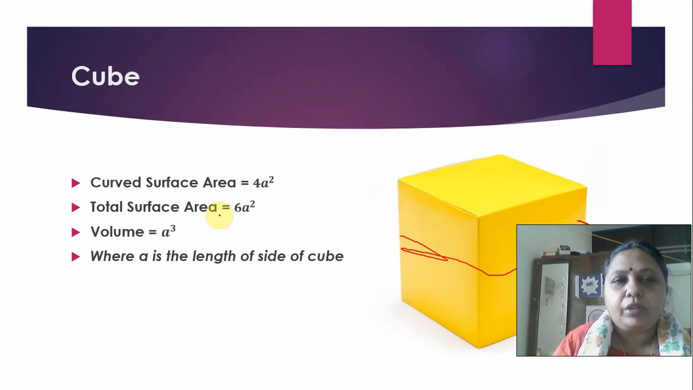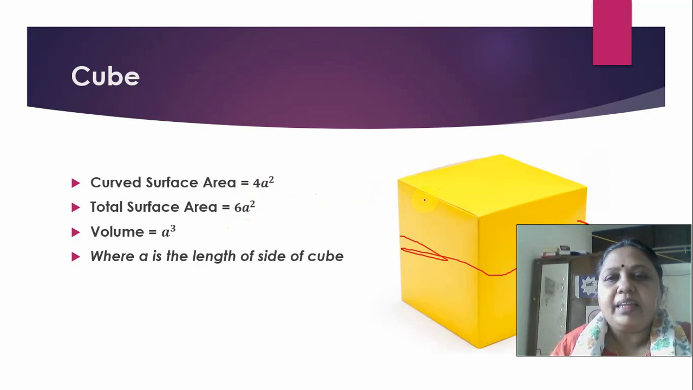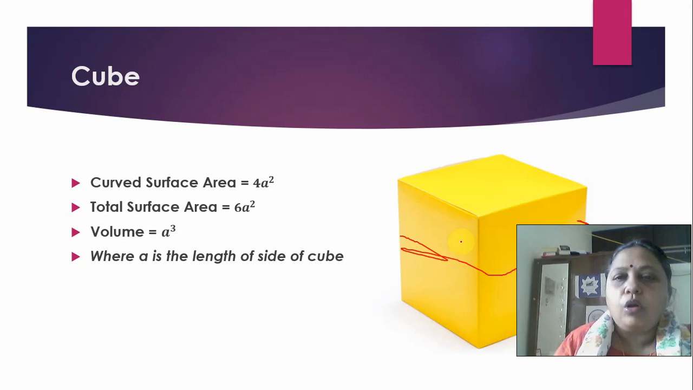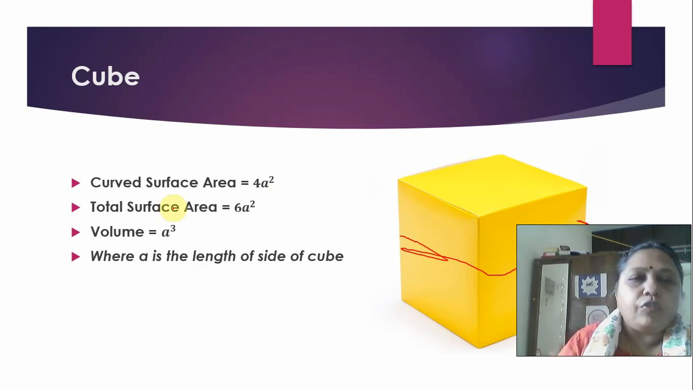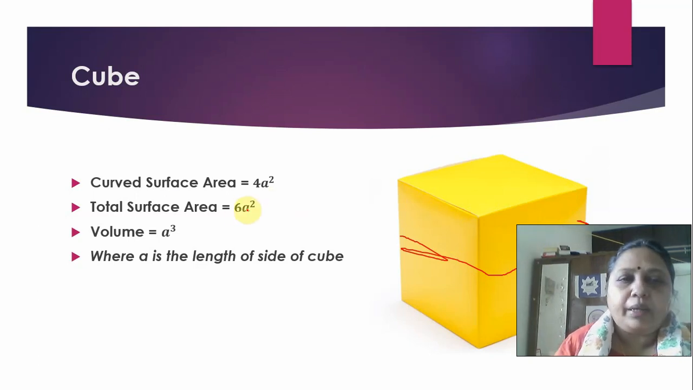Now let us go to the next one, that is the total surface area. In the total surface area, we include the top and the bottom surfaces also. So how many faces does a cube have? A cube has 6 faces. So the total surface area of a cube is 6a squared.